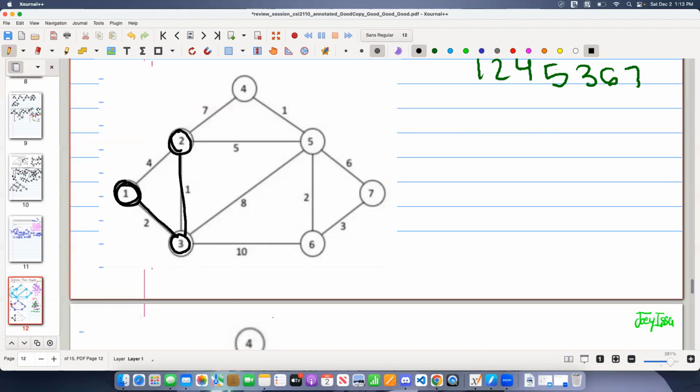Now we navigate 2. Okay, what can we navigate? That's the least. We have 7, 5, 8, and 4. Why don't we take 4? Why don't we do this?